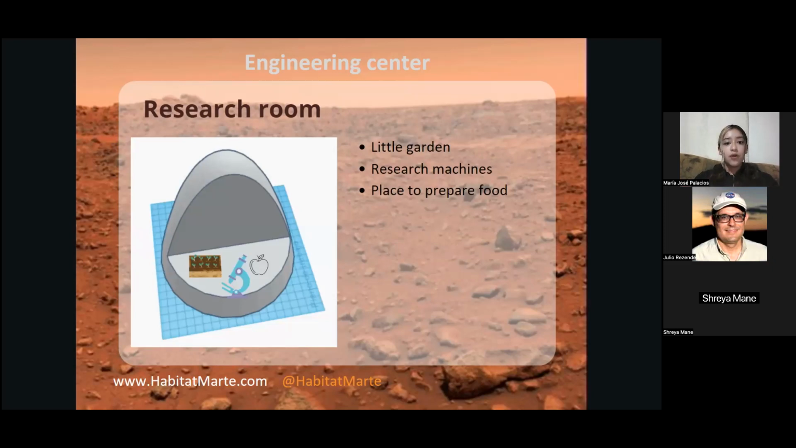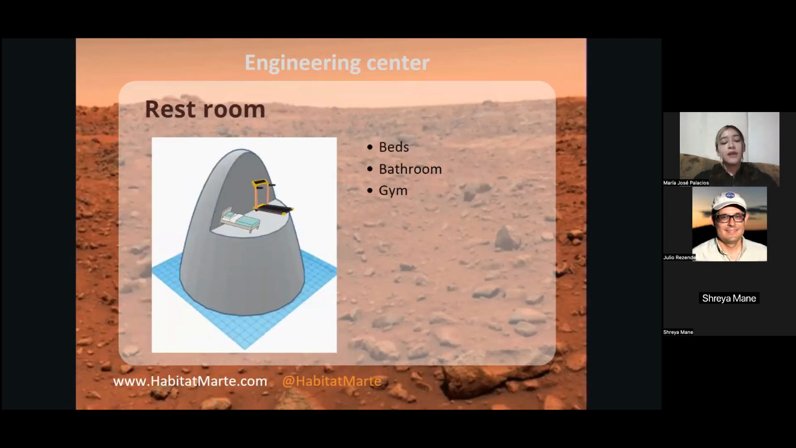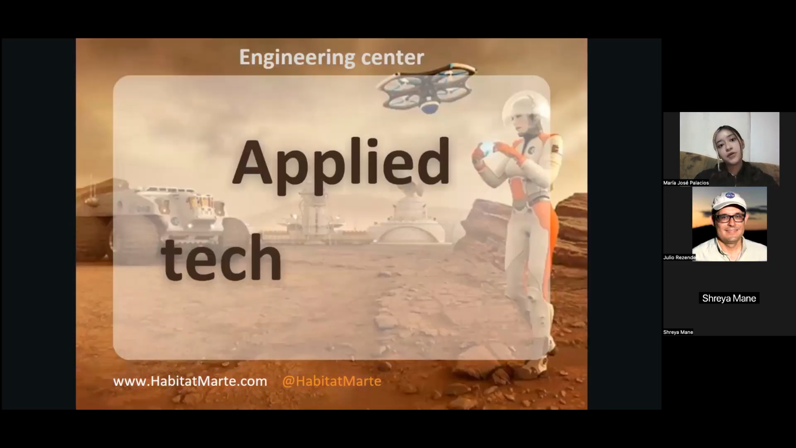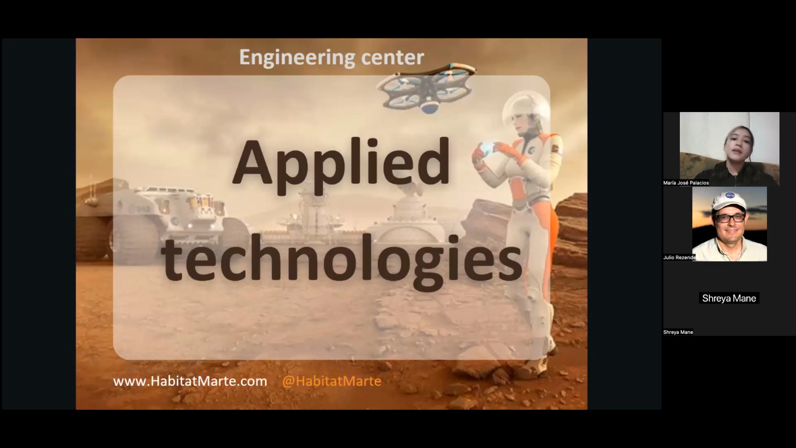The research room. In the research room, we have a little garden, the research machines, and there is a little place to prepare food too. And at the last floor, we have the rest room. In the rest room, we have beds, a bathroom, and a gym. It's very important for astronauts to do exercise.